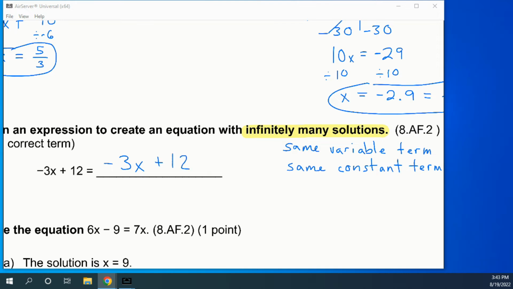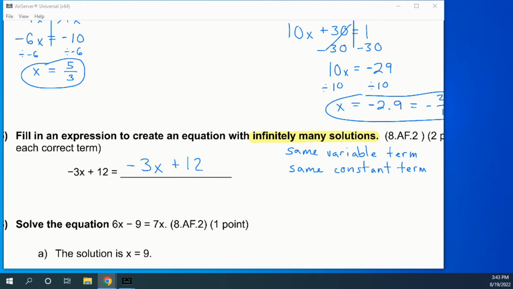So that will work. There are also a lot of other things that will work, which I don't want to get into in this video. You could do negative 3 times the quantity x plus 4. That's fine. For the sake of simplicity, I'm just going to leave it there. Anytime you get infinitely many solutions, just make sure the left side and the right side are exactly the same. Keep it simple.